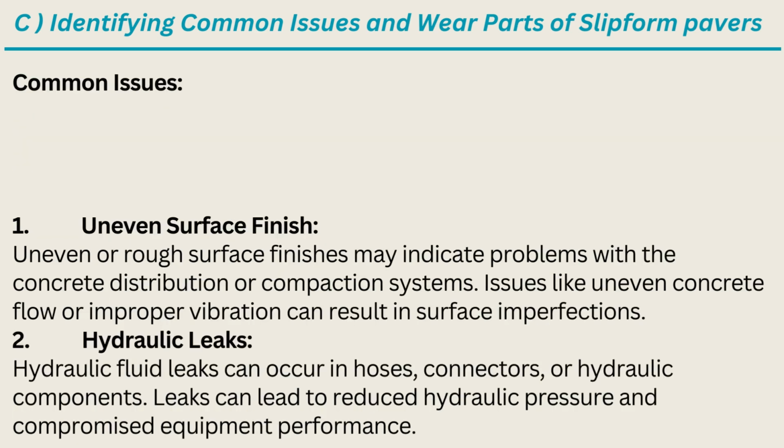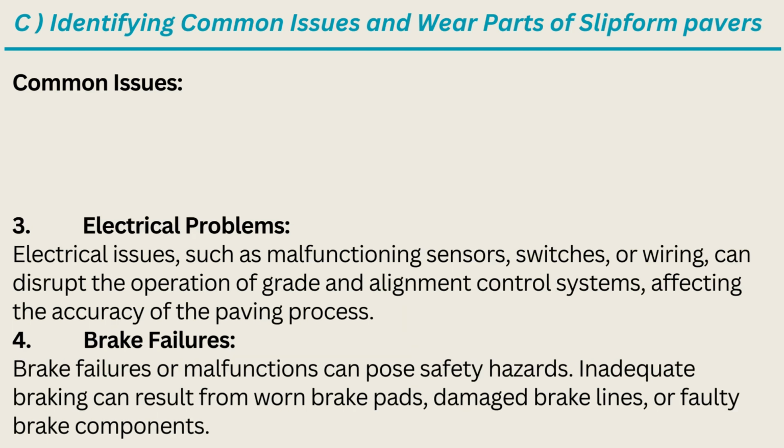Common issues. 1. Uneven surface finish. Uneven or rough surface finishes may indicate problems with the concrete distribution or compaction systems. Issues like uneven concrete flow or improper vibration can result in surface imperfections. 2. Hydraulic leaks. Hydraulic fluid leaks can occur in hoses, connectors, or hydraulic components. Leaks can lead to reduced hydraulic pressure and compromised equipment performance. 3. Electrical problems. Electrical issues, such as malfunctioning sensors, switches, or wiring, can disrupt the operation of grade and alignment control systems, affecting the accuracy of the paving process.